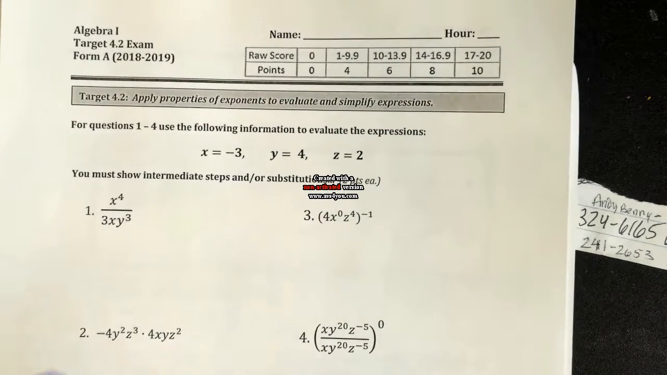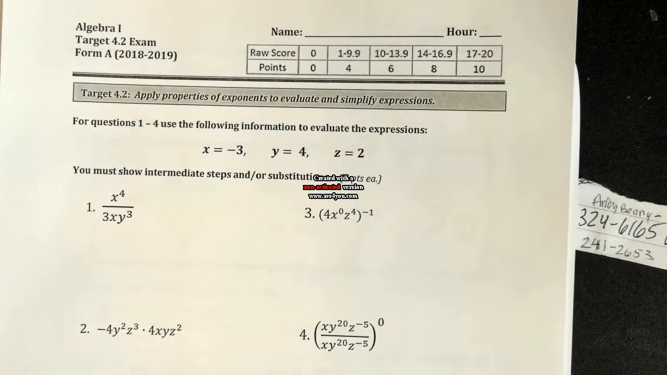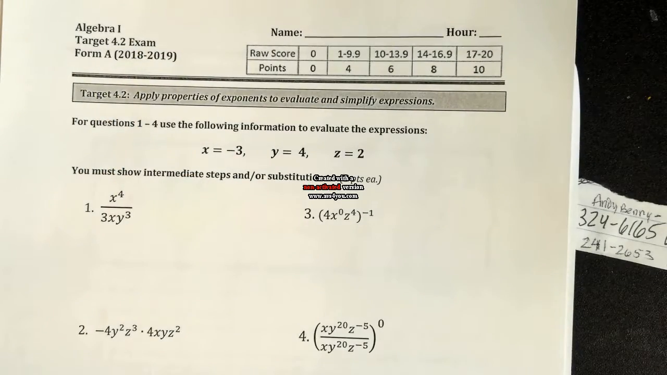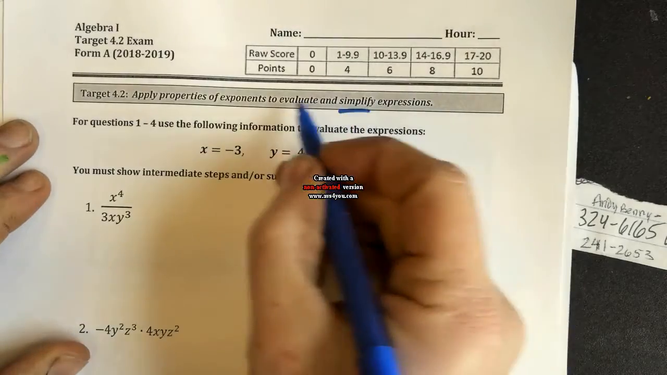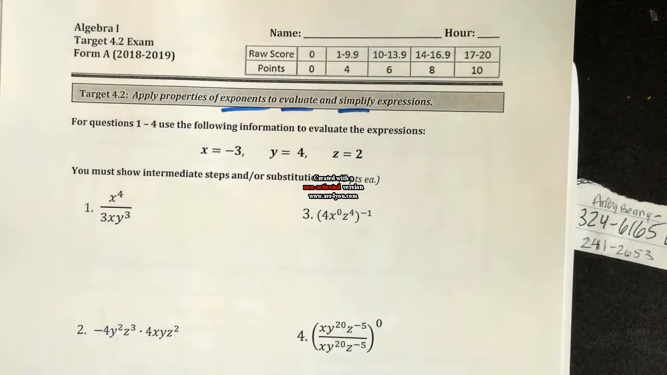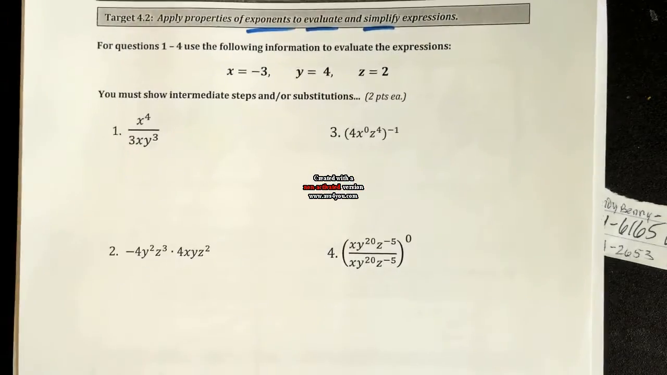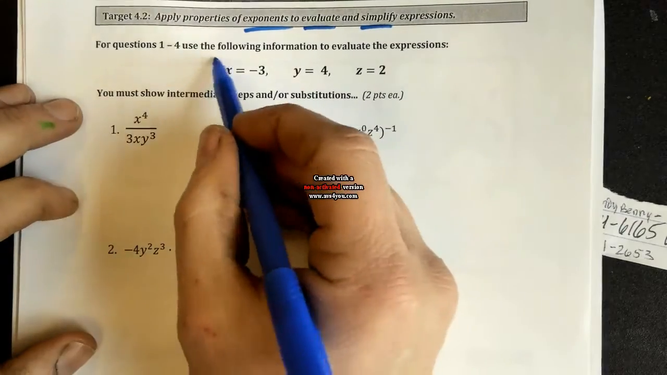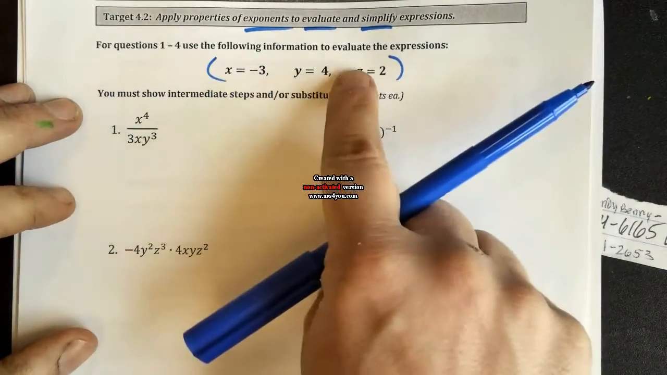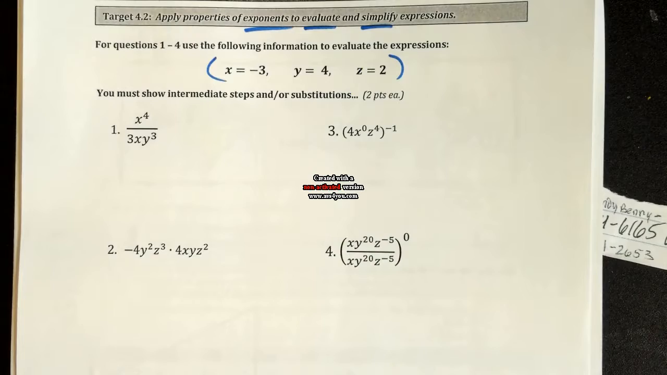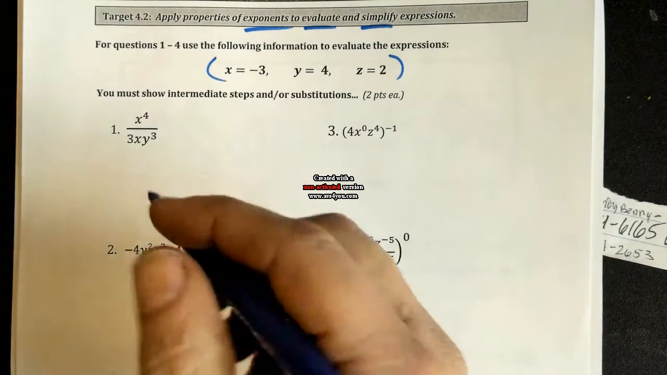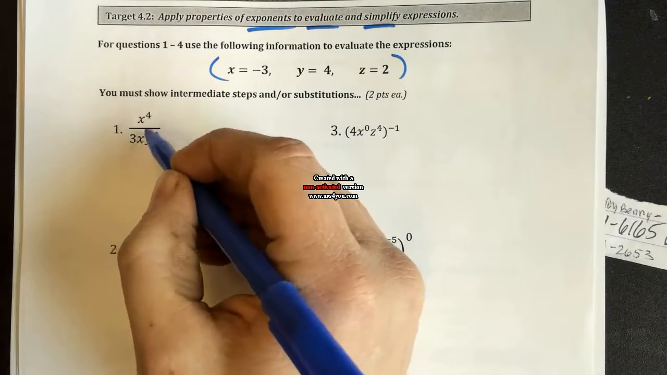Okay, welcome to the review of Form A 4.2, the test about simplifying and evaluating exponents. As I've told you many times, before you attempt to put any of these numbers in, you need to simplify. So here we go. You'll notice you have x's on the top and bottom.